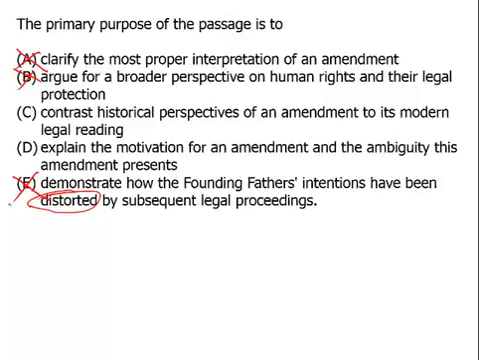Okay? And so contrasting the historical perspectives to its modern legal reading, that doesn't quite capture what's going on, but explain the motivation, so that would be the historical part, and the ambiguity this amendment presents. In other words, liberals interpret it one way, traditionalists interpret it another way. So the fact that it can be interpreted in two different ways means it's ambiguous, and it explores the nature of this ambiguity. So D is really the best answer by far here.